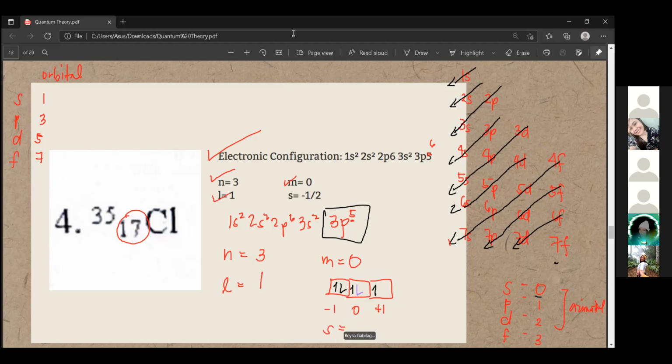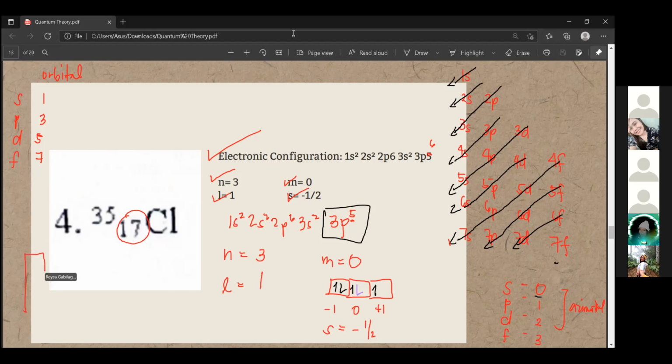And the spin quantum number, it's going down. The last electron is going down, so this is -1/2. So this is also correct. Okay? That's how you predict the electron configuration and the quantum numbers.